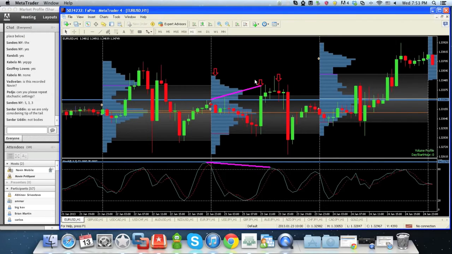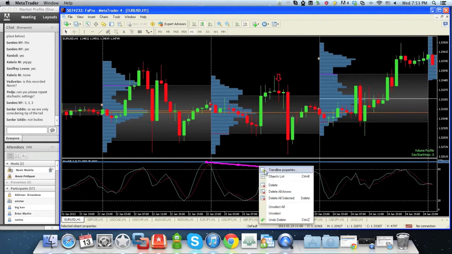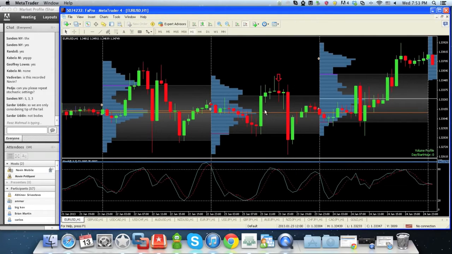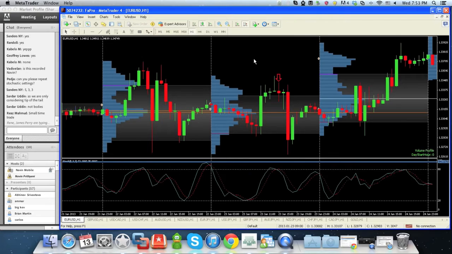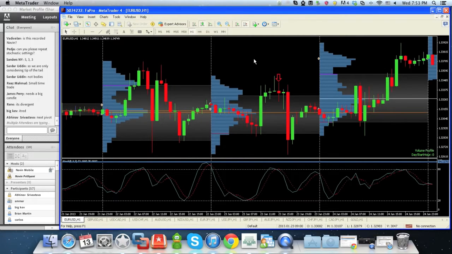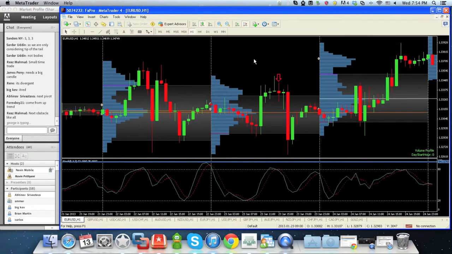Now, what do you know about this short? Pop quiz. What do you know about this short? Okay. What can you tell me about this short? Small time trade? No. There is one strong piece of information. It's divergence? No. Tired? No. Next pivot? Okay, maybe, but no. Comes up from a trend? Also no. Next obstacle like all? No. I'm going to explain to you guys.